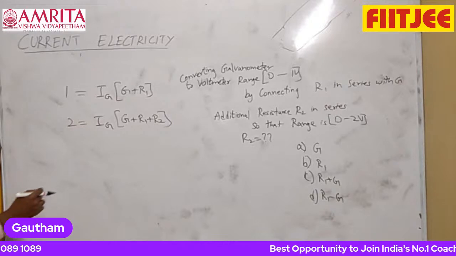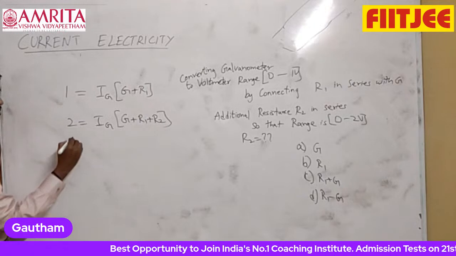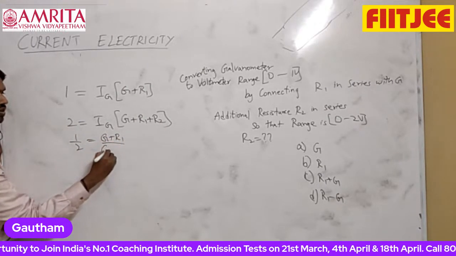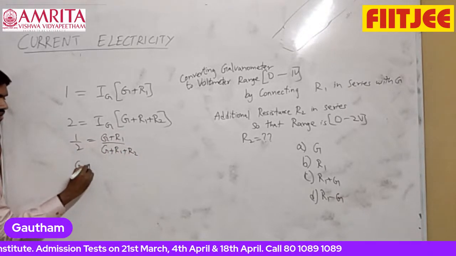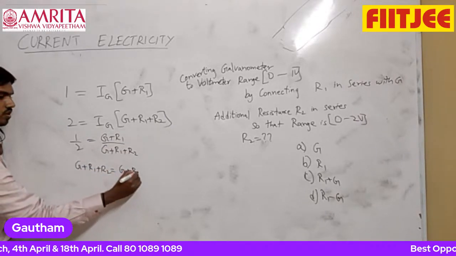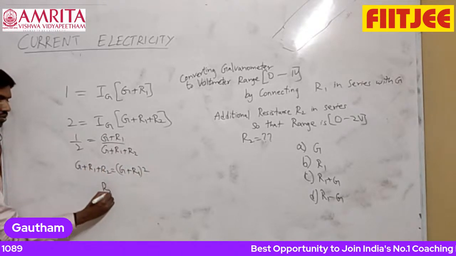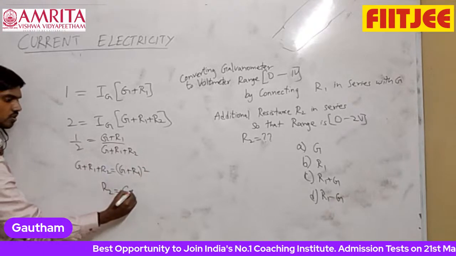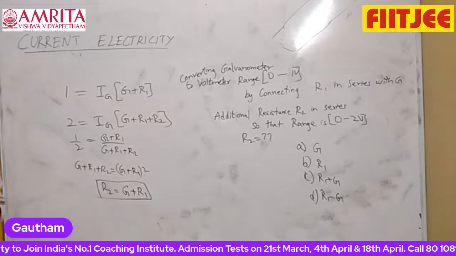In fact, you can divide these two equations. Ig will get cancelled. So 1 by 2 is equal to G plus R1 divided by G plus R1 plus R2. So take this over here. G plus R1 plus R2 is equal to 2 into G plus R1. We want to find R2. So R2 is equal to 2G minus G, 2R1 minus R1. So solving this, you get the answer directly.